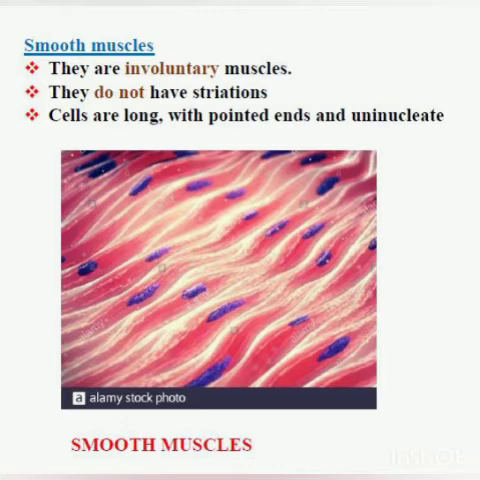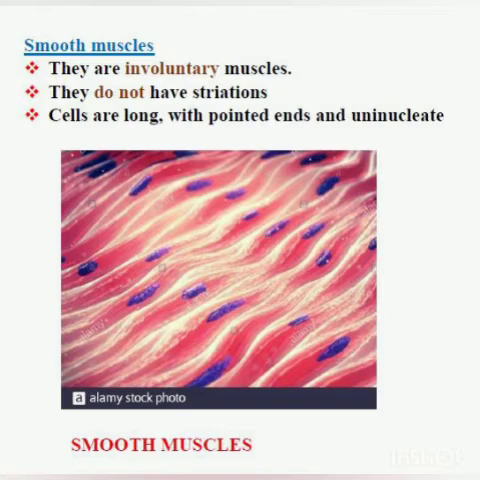When they are smooth muscles, when you see them under the microscope, you will not see alternate dark and light bands. Now, the cells are long with pointed ends and they are uninucleate, meaning they have only one nucleus, which you can see also. So when you see the muscles under the microscope, it will appear like this.